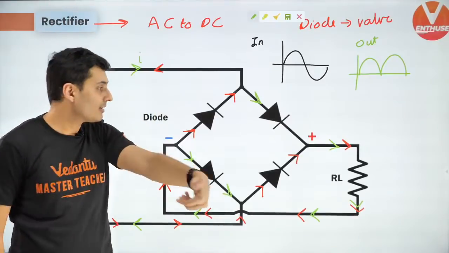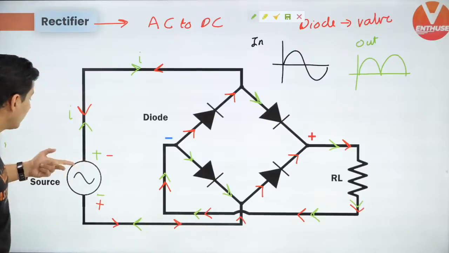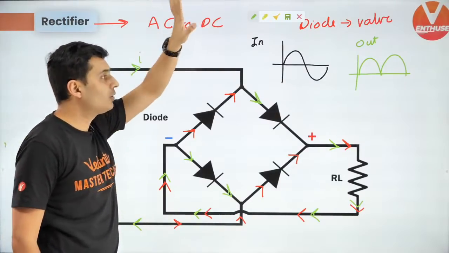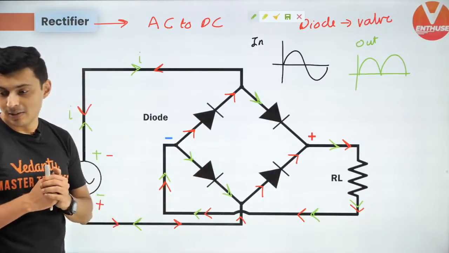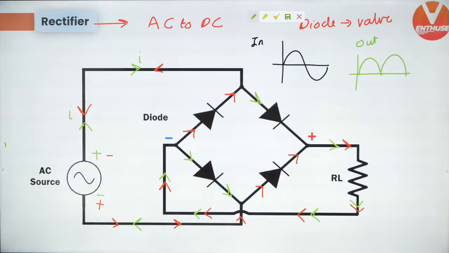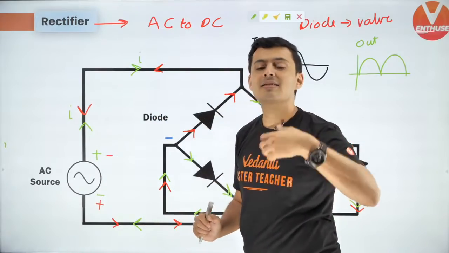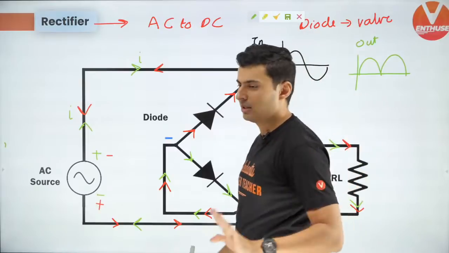So what is happening is that the current always flows in one direction irrespective of the current changing the directions here. So you have converted AC to DC. So that is one application of diodes. Is that clear? I hope this is clear. This is basically a simple application of diode as a rectifier. That's all you need to know.